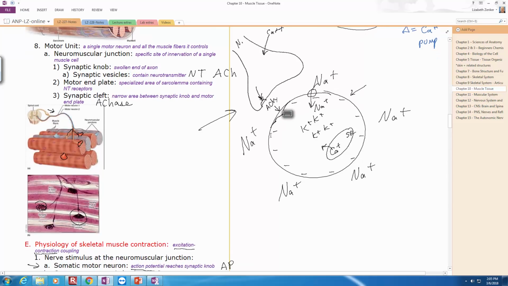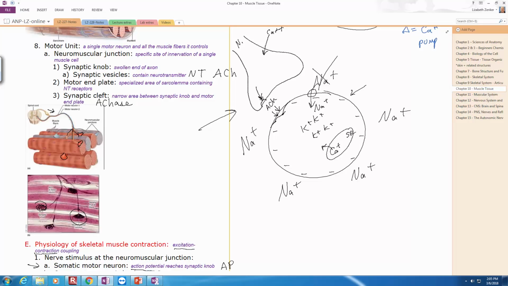Let's see, what else do I want to tell you? So acetylcholine is the key that opens the sodium gate. If acetylcholine didn't attach to that receptor, you wouldn't get sodium rushing in because you wouldn't open the gate. Okay, so acetylcholine is the key for that.